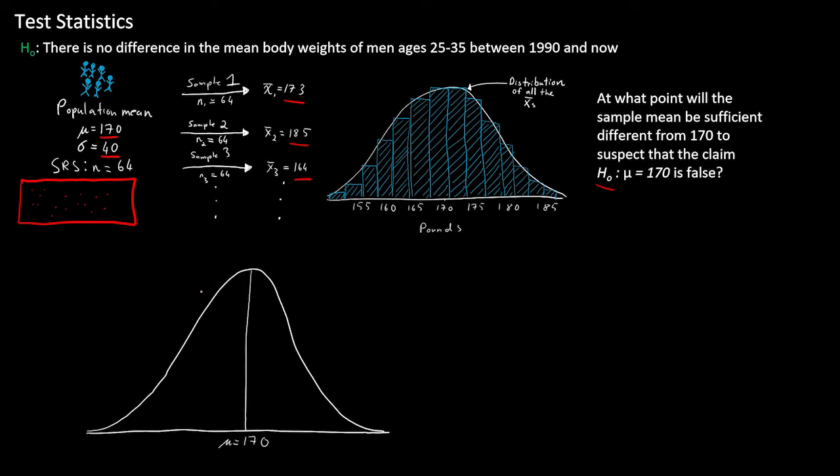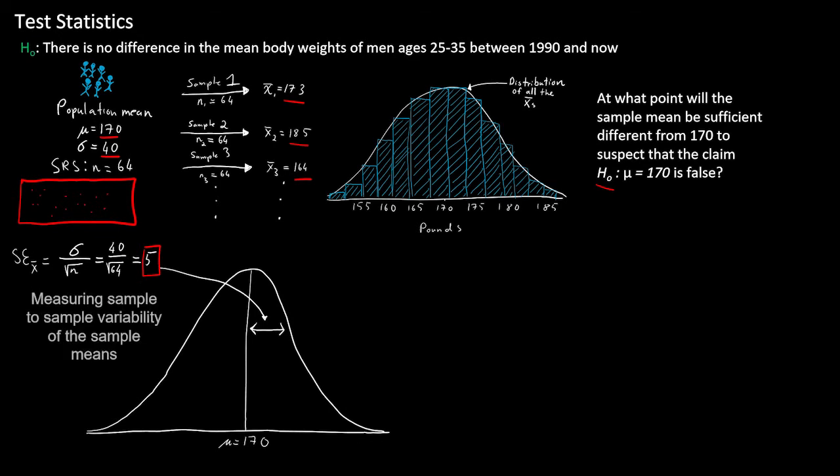Based on what we know with our sampling distribution, we can calculate something called the standard error of the sample mean by simply taking the standard deviation and dividing that by the square root of the sample size. So that will be 40 divided by the square root of 64, and if we just plug that in our calculator, we'll get 5. Calculating this standard error will give us the accuracy of the sample mean by measuring its sample-to-sample variability.